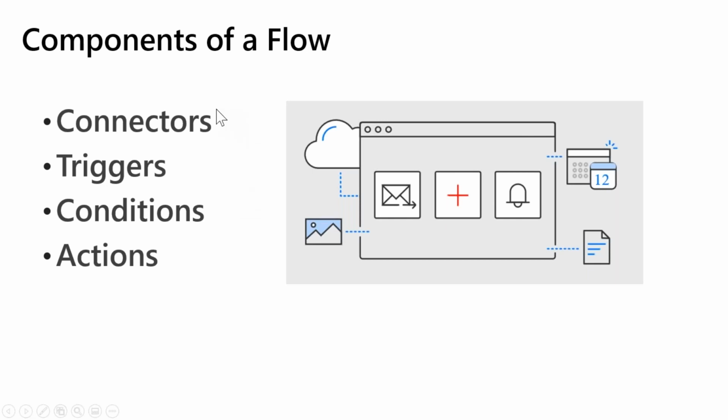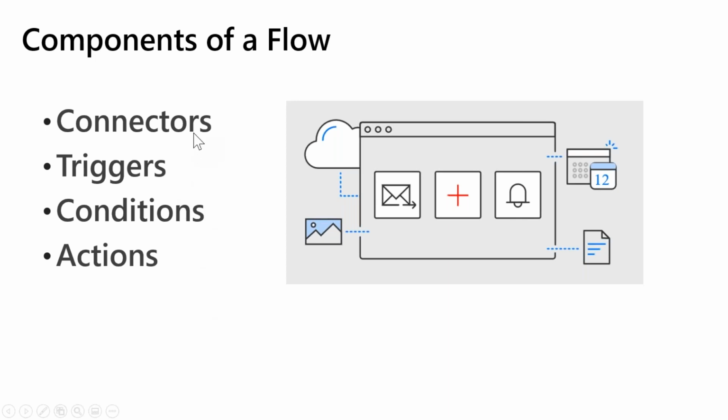So the components of a flow. I just want to step back for a second and say, in case you aren't aware, Power Automate used to be called Flow when it first came out. It is now called Power Automate, but the workflows that we create are still flows. So these are the components of a flow. It would be wrong to say the components of a Power Automate. So it's a little confusing, and I just want to point that out.